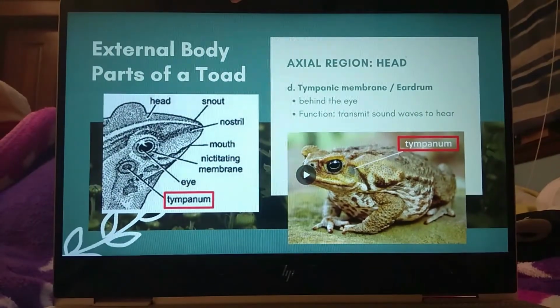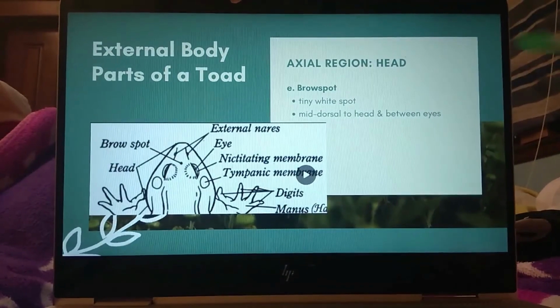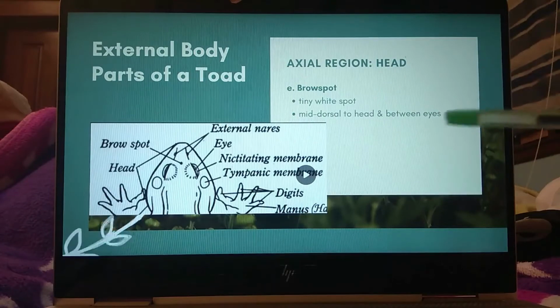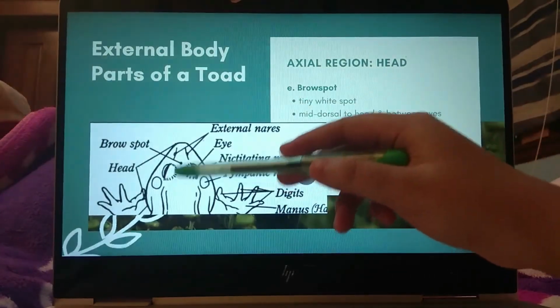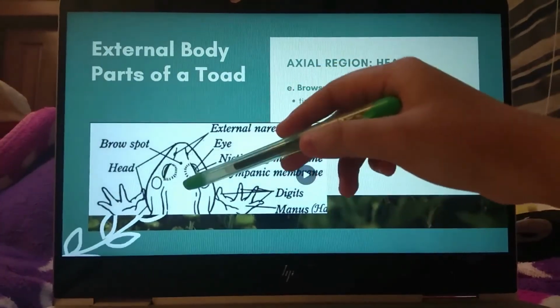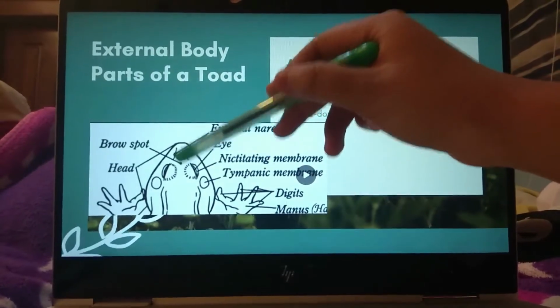Next, we have the brow spot. The brow spot is actually quite distinct in frogs, and this is a tiny white spot at the mid-dorsal part of the head between the level of the eyes. So here we have the brow spot.